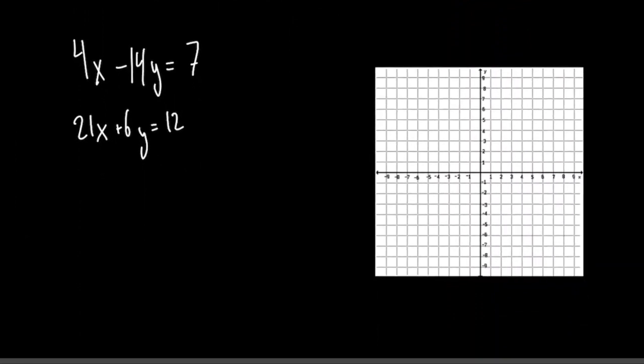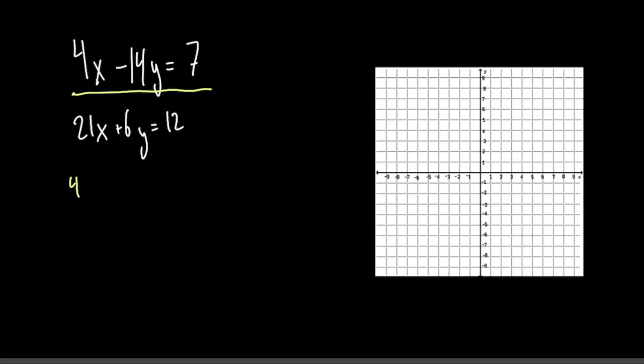We have the two lines, 4x minus 14y equals 7 and 21x plus 6y equals 12. Now, to make it easier, we're going to put each equation into y equals mx plus b, or slope-intercept form. Starting off with the first one, 4x minus 14y equals 7, I'm going to add 14y to each side, okay?